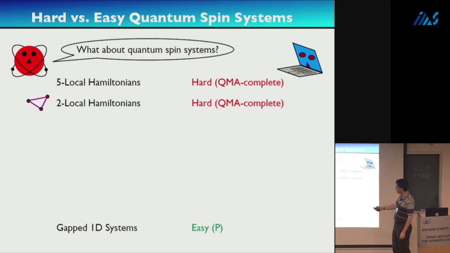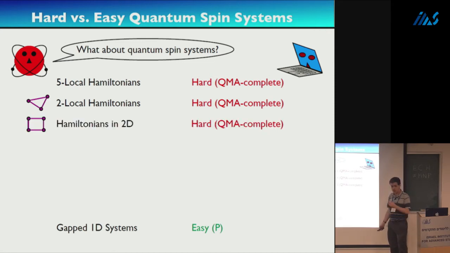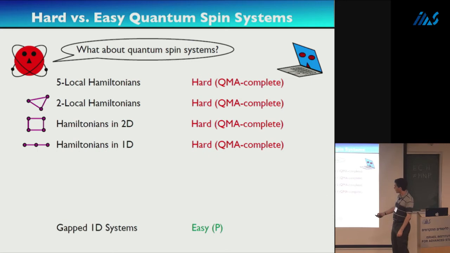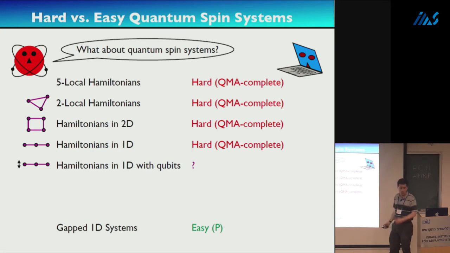So 2-local Hamiltonians. If you have 2-qubit interactions, that's hard. If you go to 2D, nearest neighbor interactions between qubits, that's still hard, QMA complete. That's not too surprising, thinking of the classical analogy. But it turns out that if you go to 1D and look at nearest neighbor interactions, non-translation invariant, that's still QMA complete. So that's a difference from the classical case. Now to do this, we have to go to bigger particles. I think the record right now is 8-state particles for this. And for qubits or smaller particles, we don't know what the answer is. So that's one possible borderline between the hard and the easy case.